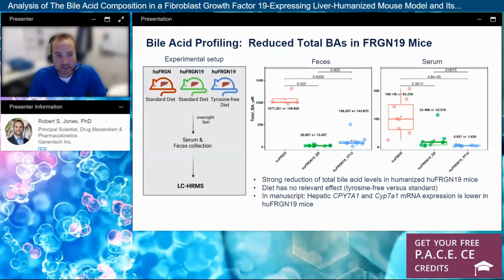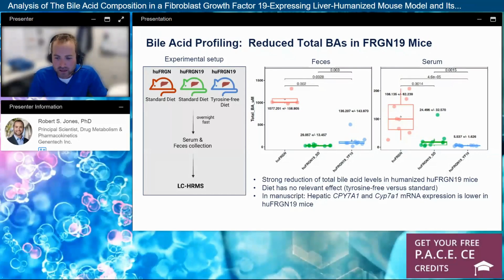Both mice exhibited statistically significant decreases in the total bile acids. And in the serum, we actually see a similar decrease, both in the FRGN19 mice compared to the FRGN mice. And so we also revealed that the diet actually has no relevant effect. So that was also an interesting finding from the study.